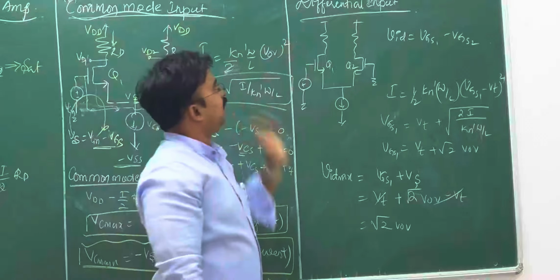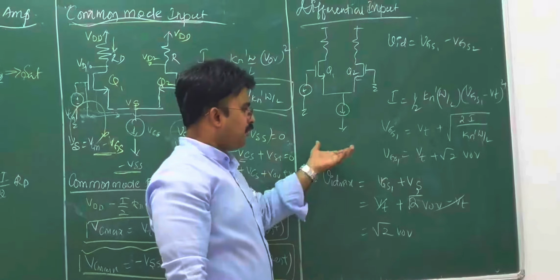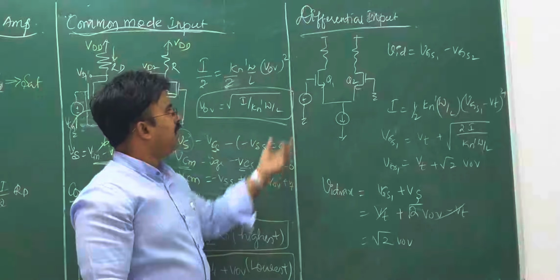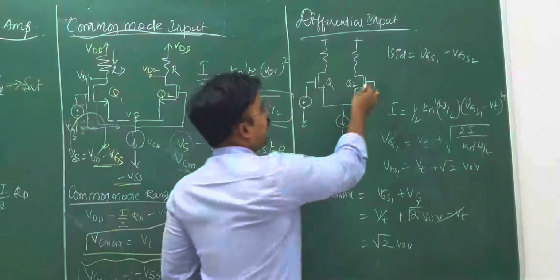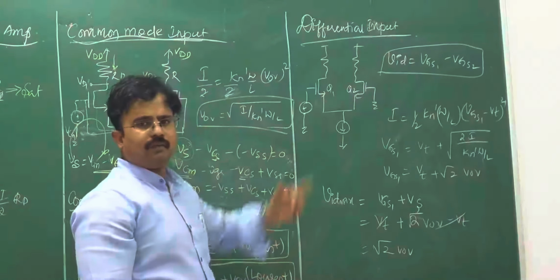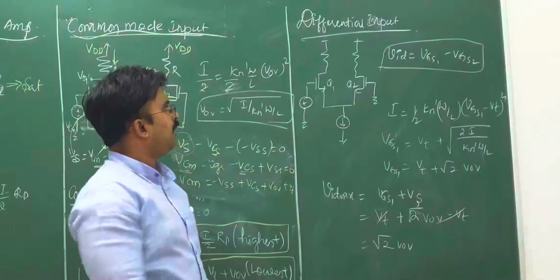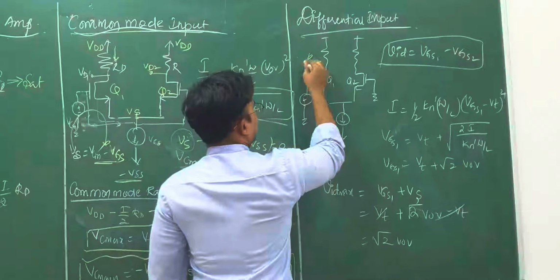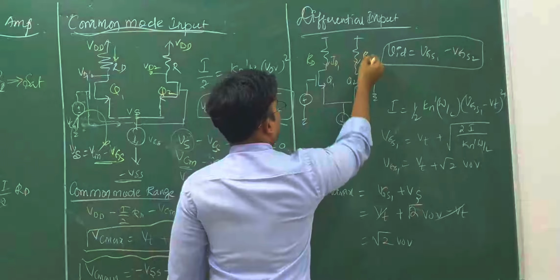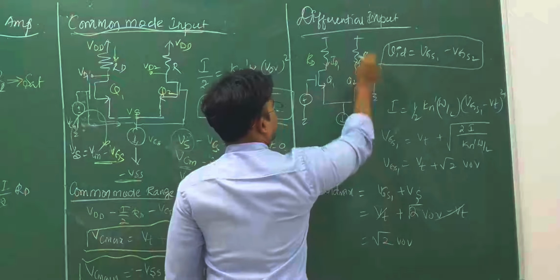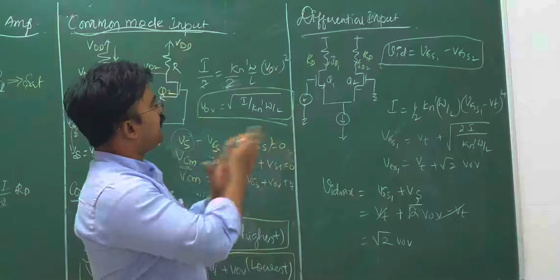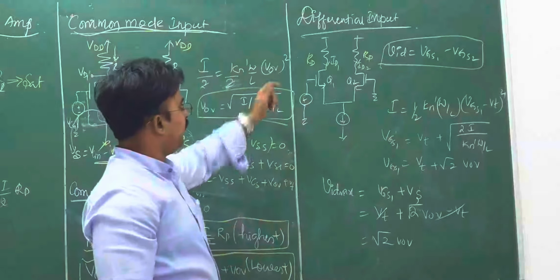Coming to the differential input, how do you say that the circuit works? In the same circuit, if I provide two different inputs, VID is nothing but VGS1 minus VGS2, or VG1 minus VG2. Through RD of this side I have ID1, and through RD of this side I have ID2. Now, what is the indication here? It is to be given in a balanced way.